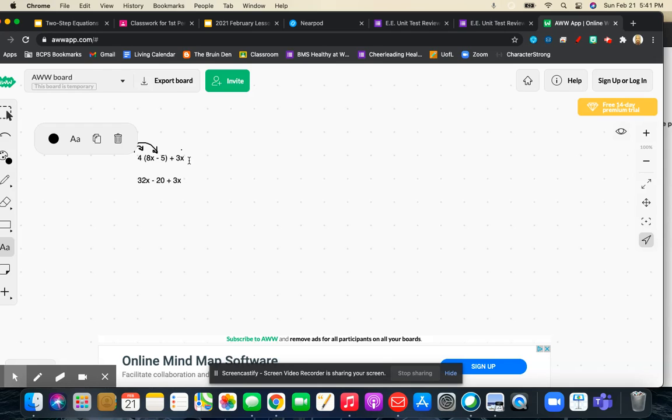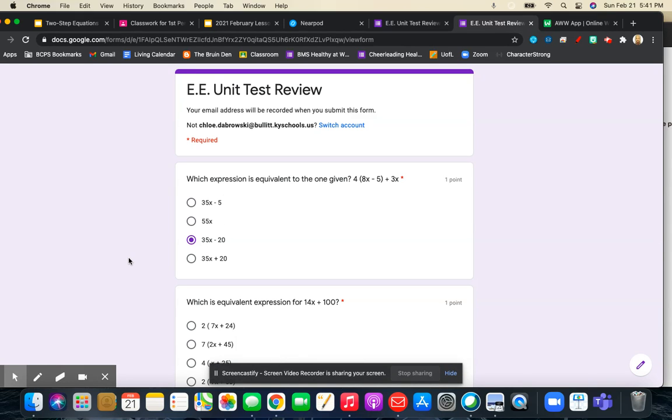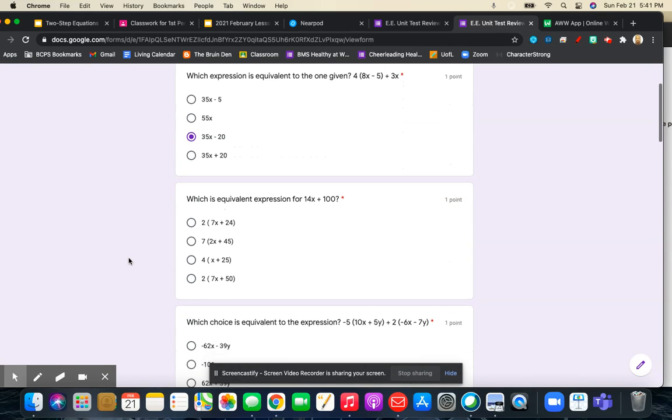Now, once we distribute that, we need to combine our like terms. We can combine these two x's. 32x plus 3x is 35x minus 20. Those cannot be put together. They are not similar terms. So we will go back here and end up with 35x minus 20.